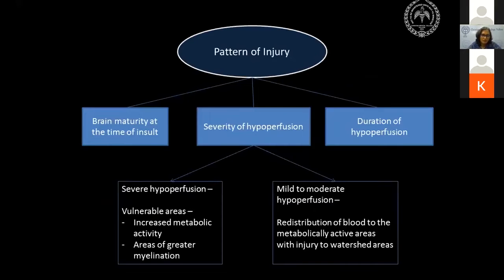Now, the pattern of injury depends on three main factors. That is, the brain maturity at the time of insult, the severity of hypoperfusion, and the duration of hypoperfusion. So, based on the severity of perfusion, when there is a severe hypoperfusion, the vulnerable areas, that is, the areas of increased metabolic activity and the areas of greater myelination, are the ones that are affected. However, if there is only a mild to moderate hypoperfusion, there's a redistribution of blood to the metabolically active areas, and injury occurs to the watershed areas.